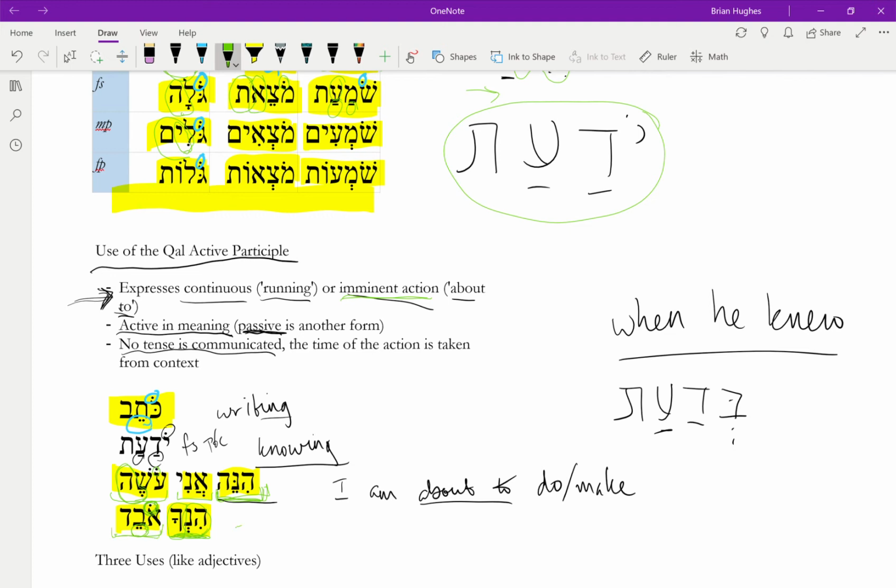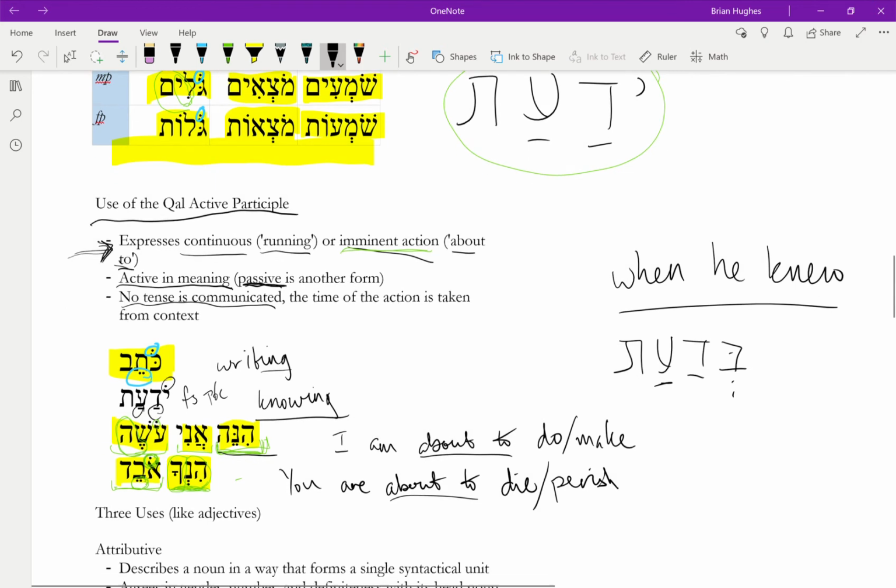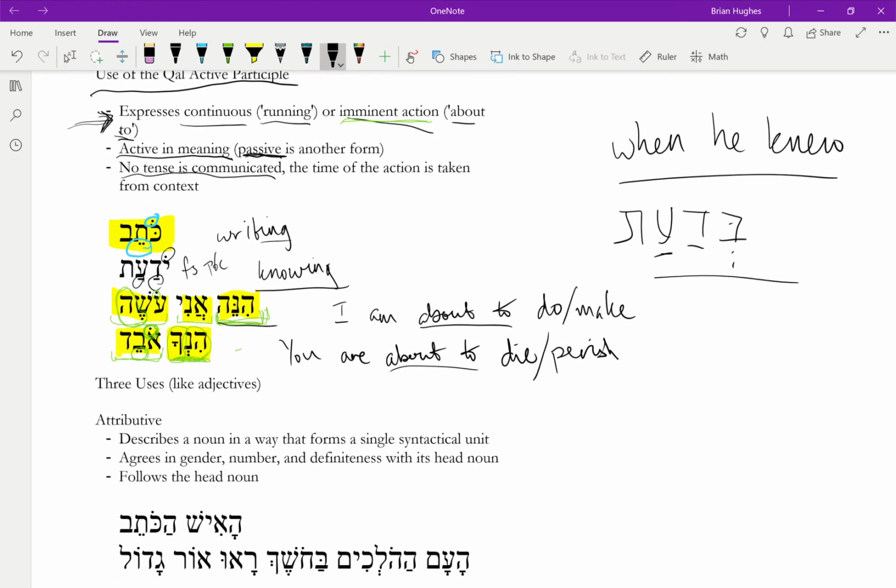And so we would translate this as you are about to die. Or actually perish would be better, about to perish. That would be a good translation for imminent action. Or it could be you are perishing, something like that, but to pick up that imminent action idea. So those are some examples of how it's used, communicating this continuous or imminent action. Remember, it's active in meaning, and you have to pick up time from other things.